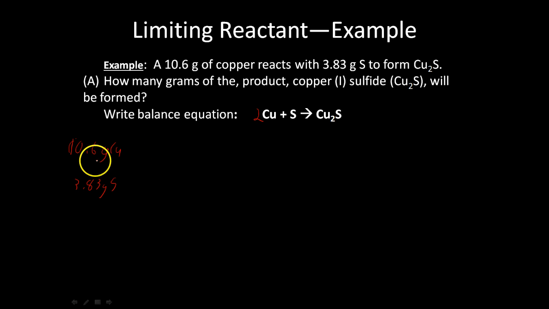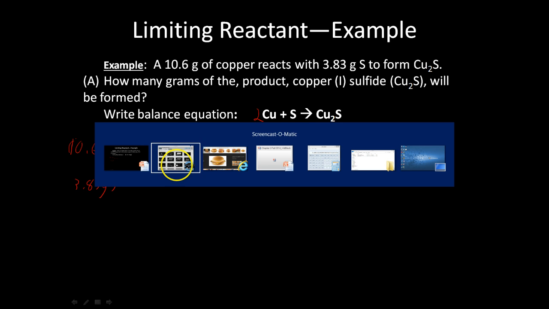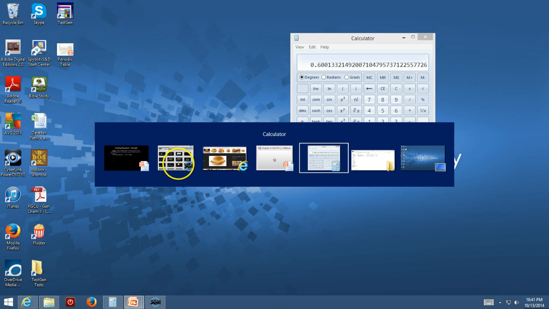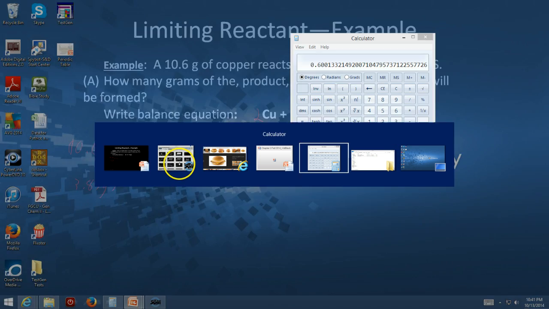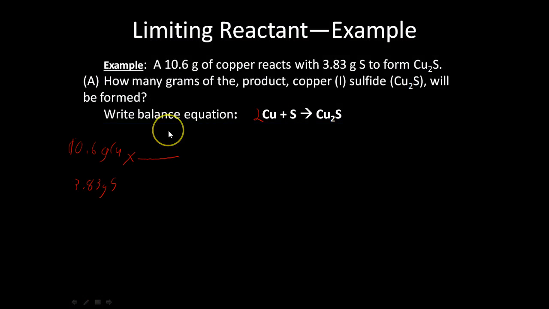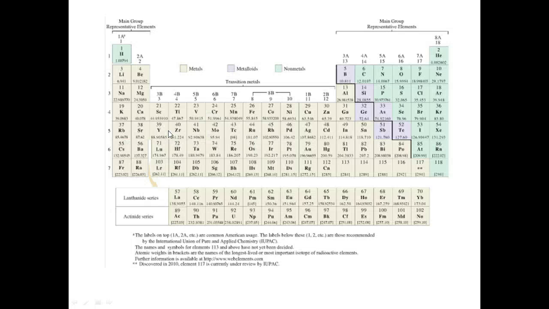So starting with the 10.6 grams of copper, we're going to convert that into moles of copper. How do we do that, you might ask? Well, we're going to have to go to the periodic table. So pulling up my periodic table, which I have shut down again. So here it is. We see that copper is right here on the periodic table.